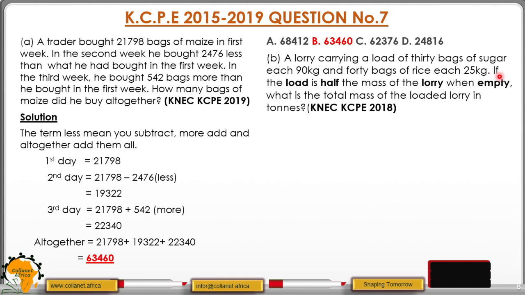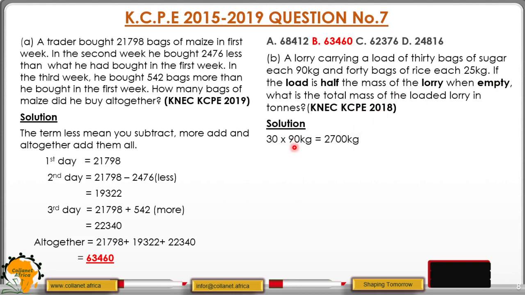Understand those terms. If the load is half the mass of the lorry when empty, what is the total mass of the loaded lorry in tons? So here you need to be very careful. So if the load, which is sugar and rice, is half, so here "is" will stand for the equal sign. Half, 1/2 the mass of, remember the "of" here means multiplication, the lorry when empty. So this was tested in KCPE 2018.